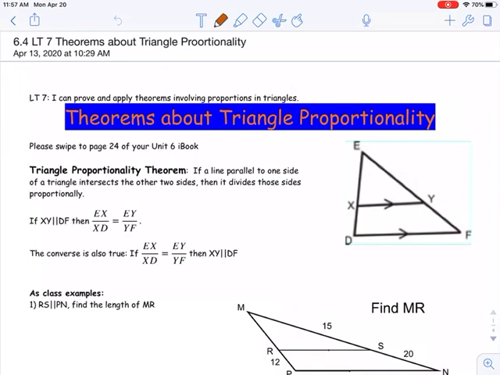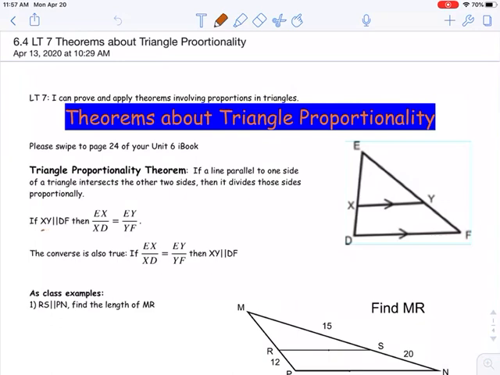All right, so let's just dive into it. This follows the iBook too. A lot of these problems, if you just want to work through the iBook, you don't necessarily have to listen to my beautiful voice. If a line parallel to one side of the triangle intersects the two other sides, then it divides those sides proportionally.